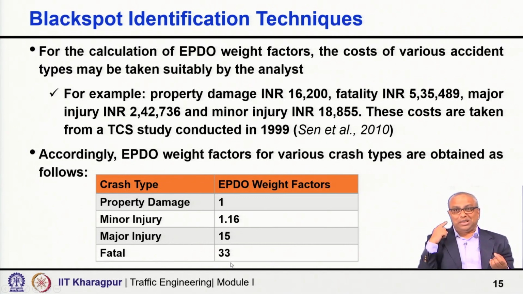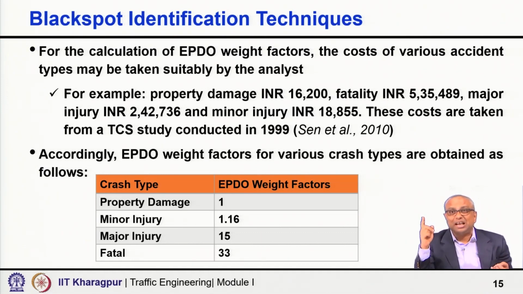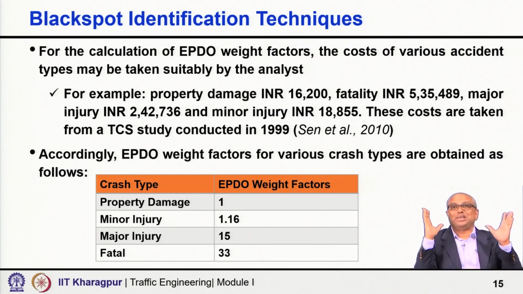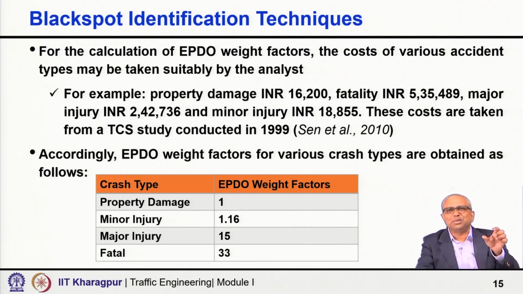So, every time a fatal accident is happening, one person is dying, I am putting 33 times higher weightage than a crash where only property damage is happening. That way giving higher weights. Obviously, highest for fatal, then major injury, then minor, then property damage. Property damage is taken as the basic unit, so always considered as 1.